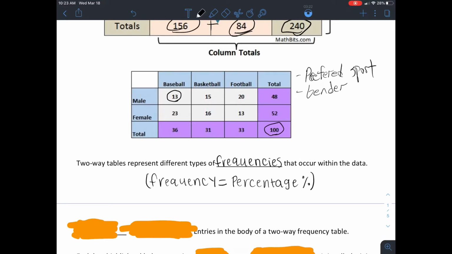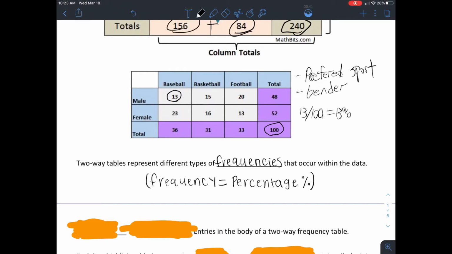So, 13 out of 100 participants, right, that were male preferred baseball. So 13% of the participants that were male preferred baseball. That's how we could make a percentage out of it.